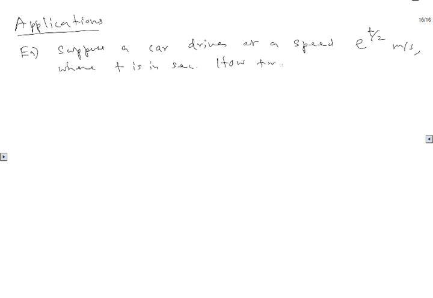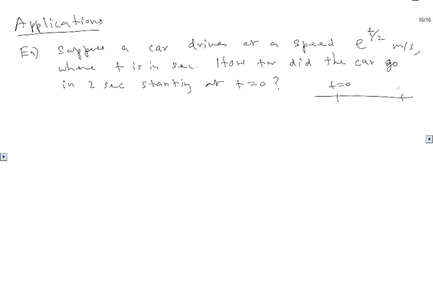How far did the car go in 2 seconds, starting at t equals 0? So the question is how far it moved from t equals 0 to t equals 2. How far did the car go during that time? What is the distance?